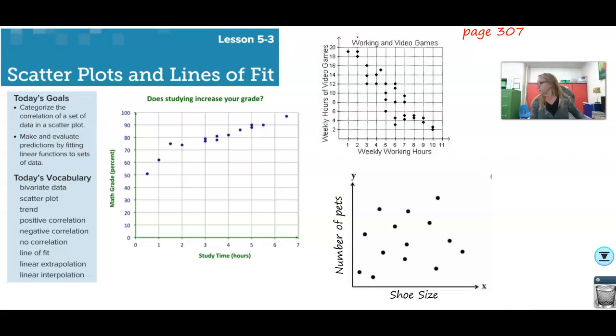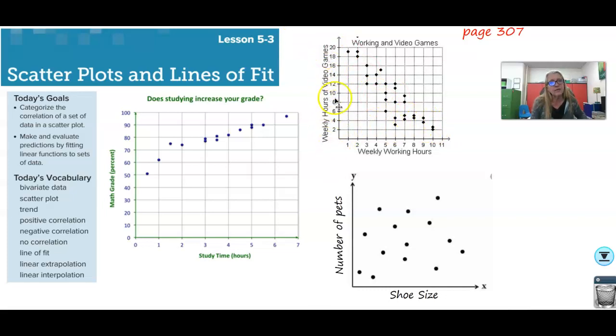Well, I've got these example ones here. For example, this one here, does studying increase your grade? Here is the amount of time they spend studying in hours, and here's their math grade. So yes, it would appear that the more you study, the higher your grade is. This is what you call a positive correlation because it's going up. Up is positive, okay? This correlation is going downhill. This is a negative correlation.